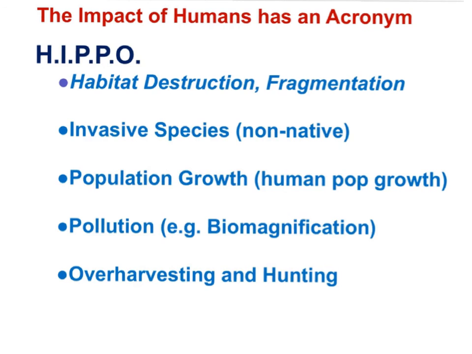The impact of humans on species will be covered in the next 2 movies, taking each of the 5 issues that you see here and providing some explanation. These issues, habitat destruction, invasive species, human population growth, pollution, and the overharvesting and overhunting of species, represent the large environmental issues driving species to extinction. The HIPPO acronym is easy to remember.